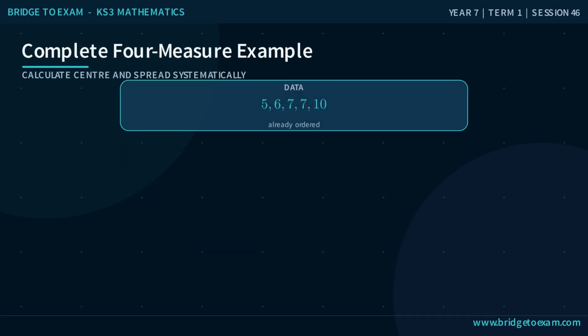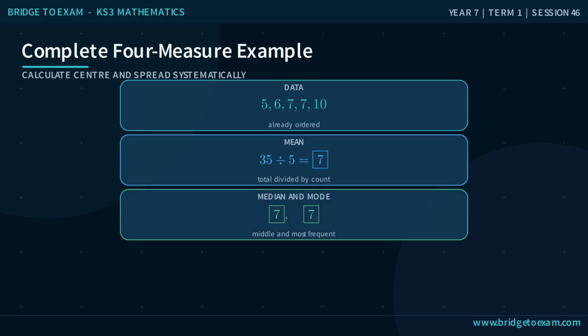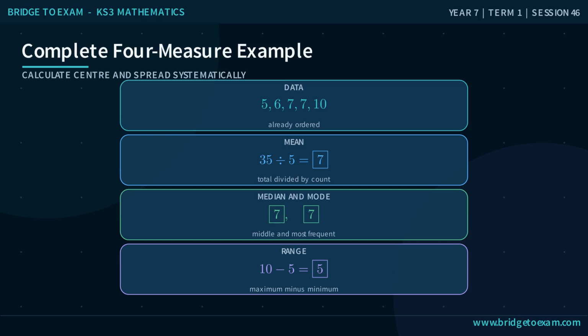Complete an example. Analyze the dataset 5, 6, 7, 7, and 10. The total is 35, so the mean is 35 divided by 5, or 7. The ordered middle value is 7, and 7 also occurs most often. The range is 10 minus 5, so the summary is mean 7, median 7, mode 7, range 5.